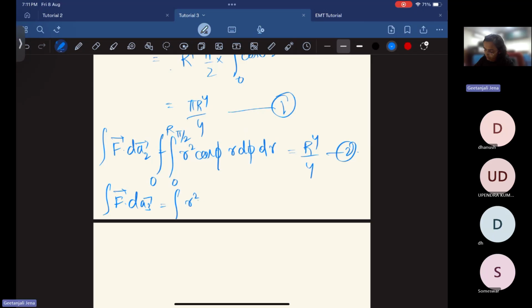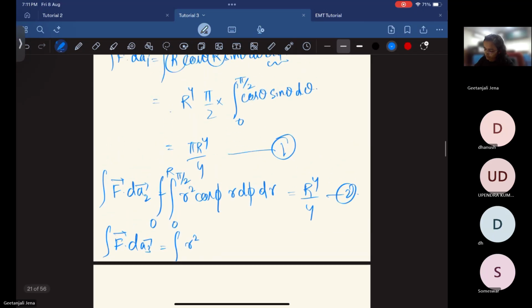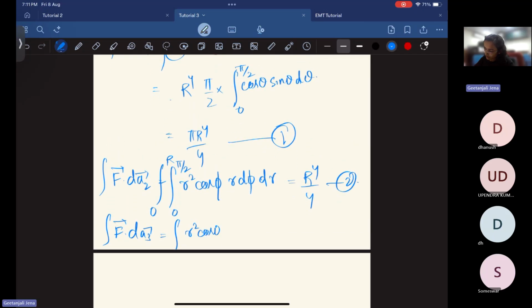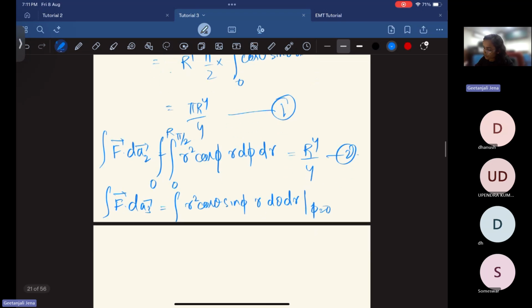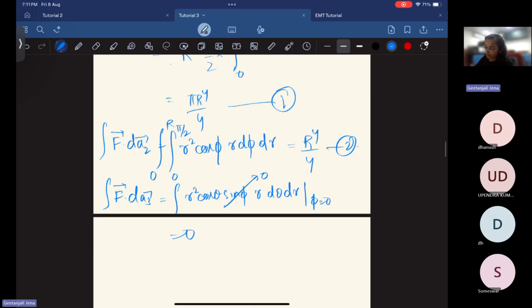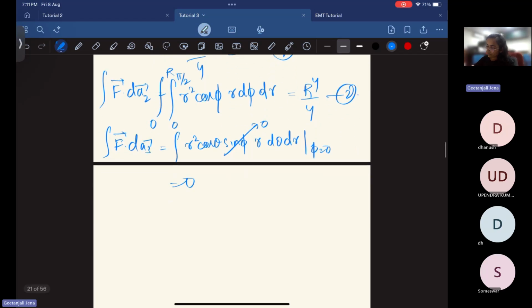R square cos theta sin phi r d theta dr, where phi is 0. So if you put phi is 0, this will be 0. So the total integration is the same. For the third one, third integration.